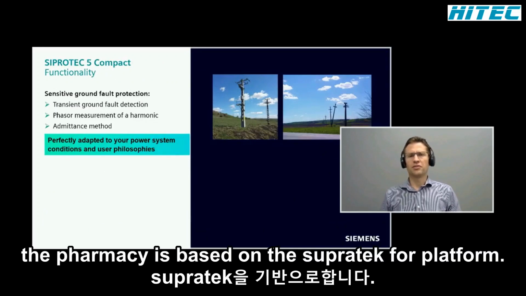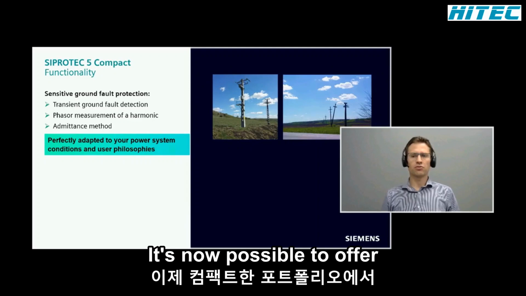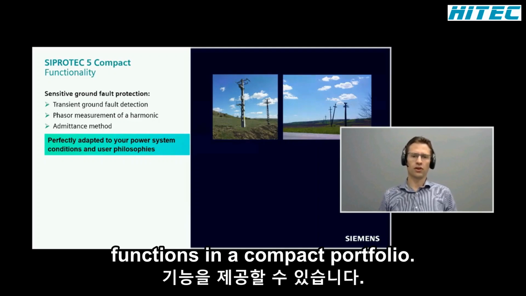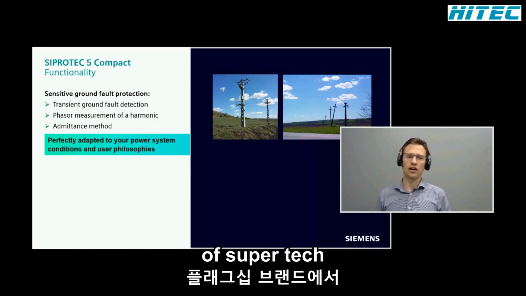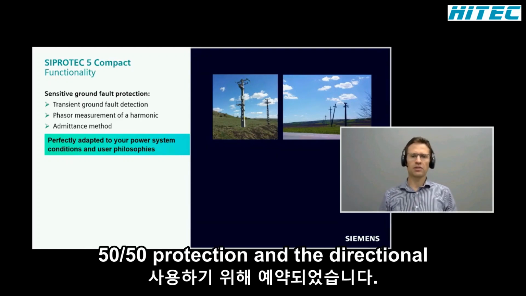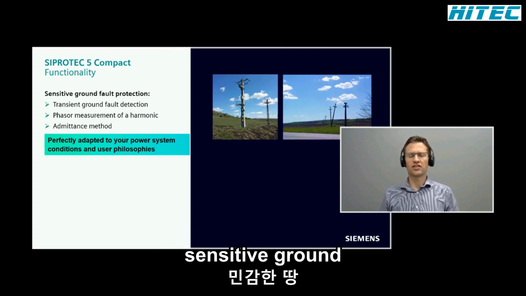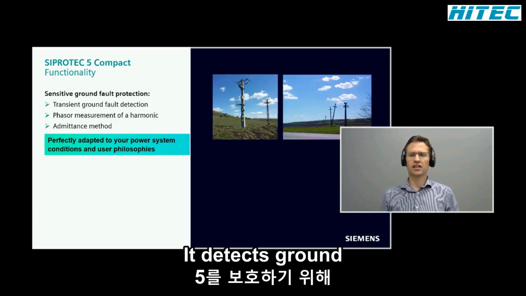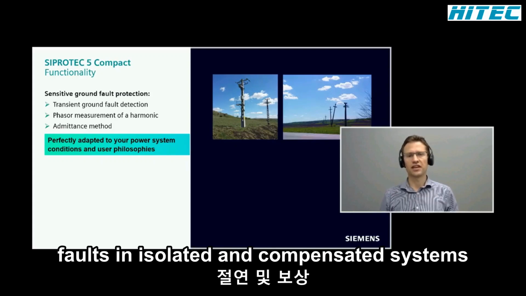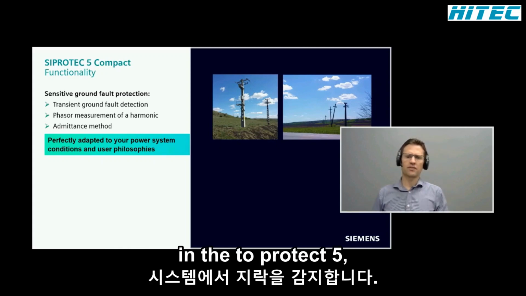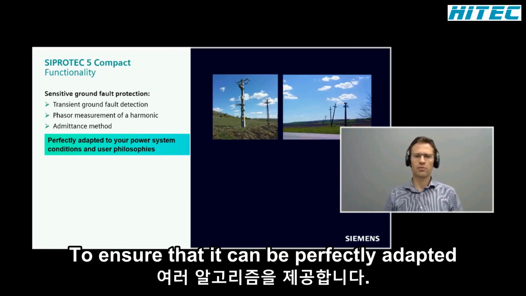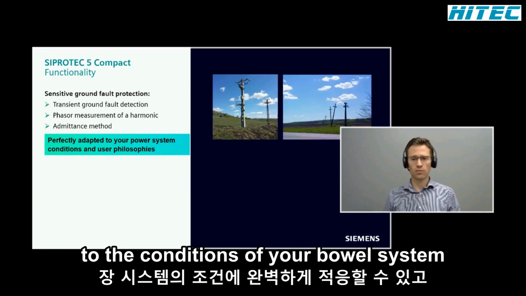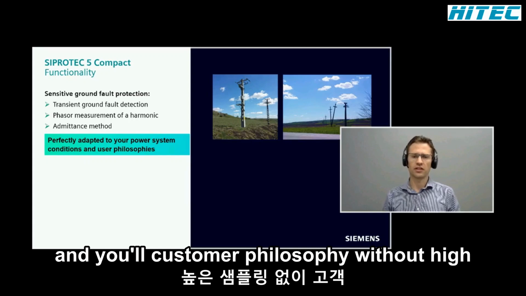As the device is based on the SIPROTEC 5 platform, it's now possible to offer functions in our compact portfolio that so far have been reserved for use in our flagship brand of SIPROTEC 5. An example of this is sensitive ground fault protection. The directional sensitive ground fault detection function detects ground faults in isolated and compensated systems. In the SIPROTEC 5 Compact, we offer multiple algorithms for the function to ensure that it can be perfectly adapted to the conditions of your power system and your customer philosophy.